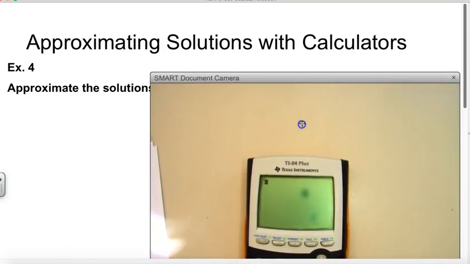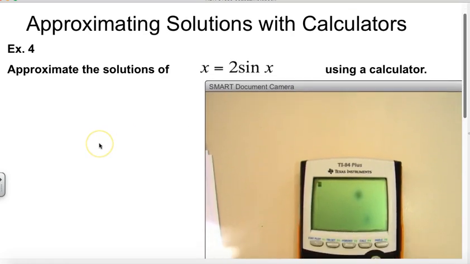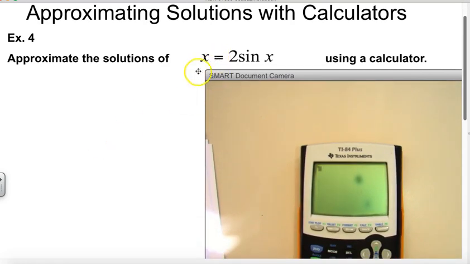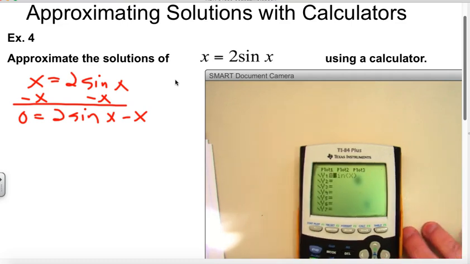All right, so I've got to approximate the solutions of x equals 2 sine x. So first, solve this to make it equal 0. So if I just subtract x to make it 0, I have 2 sine x minus x. Now graph that on the calculator, and we're looking for when it equals 0, but more specifically when it crosses the x-axis. So 2 sine x minus x.